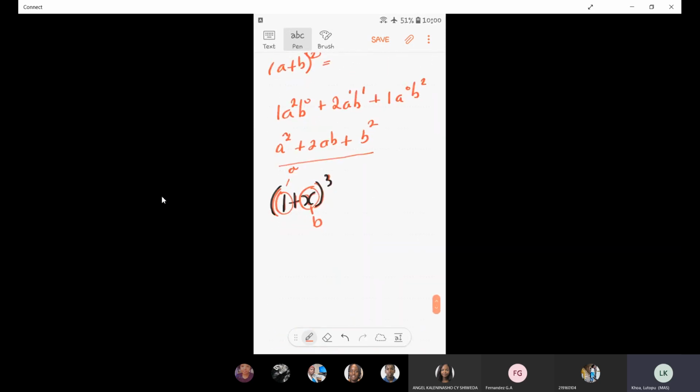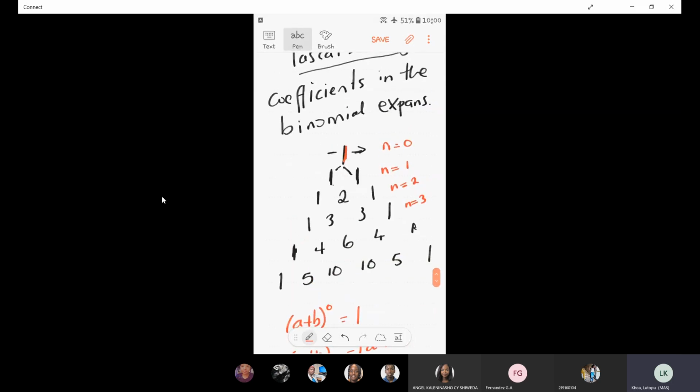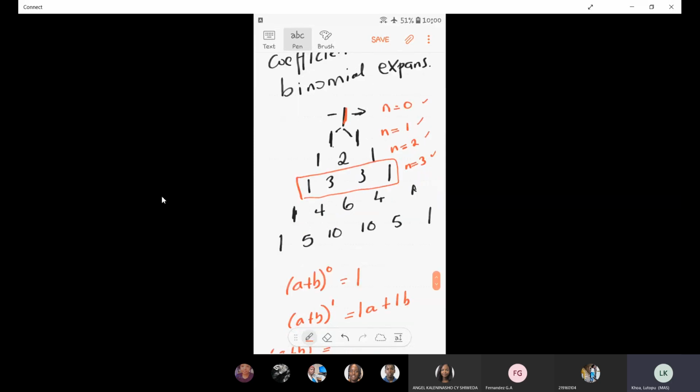So I look at my n. My n over here is 3. So I go to the level on the triangle that is 3. I start with n is 0, n is 1, n is 2, and n is 3. So I take the coefficients in that line, or on that level.